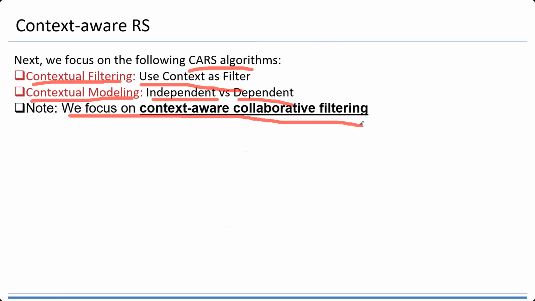We focus on the context-aware collaborative filtering, because there's also another method for the context-aware content-based filtering. But for the collaborative filtering, we assume we have the rating. So the rating, we assume that we have the explicit rating. If you have implicit rating, it will be also good, but it might be a little bit different.